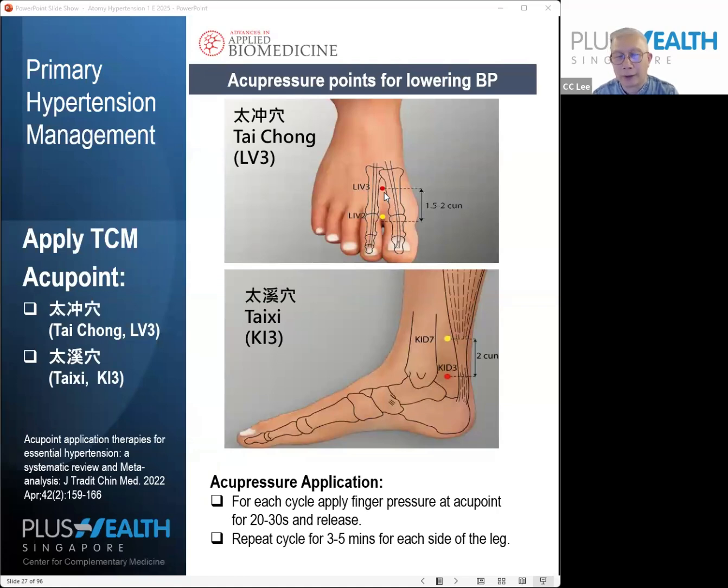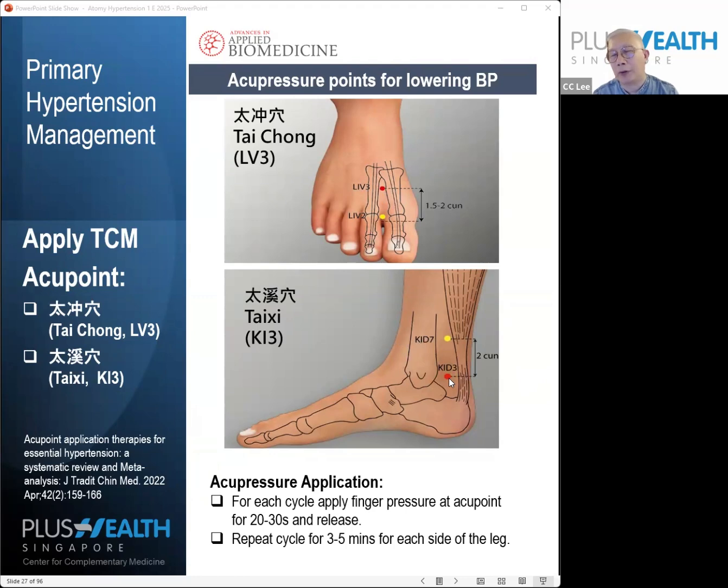You can massage there. Use your finger to press it for 20 to 30 seconds each cycle, and then you do about 6 cycles a day for both legs. Another point is in here. You can see from here the KID3, Tai Chi Xue.